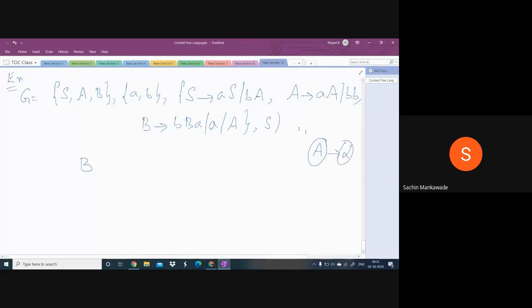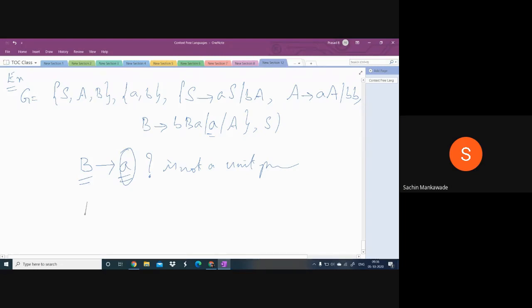And what is the unit production? If the right side is also a single symbol. Example, take B's productions here. S productions are AS, BA, AA, BB, and B productions are BBA and A. And here this production, is this a unit production? No, this is not a unit production. Even though the left side is single and the right side is single, this is a terminal. So this is not a unit production.